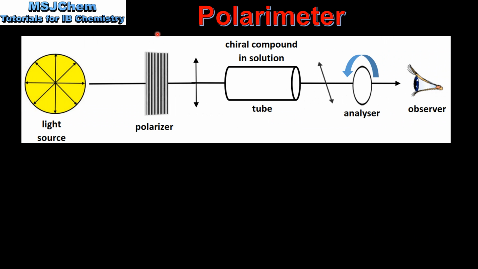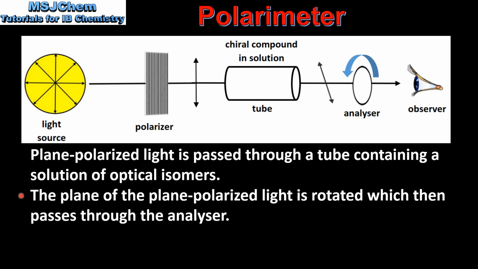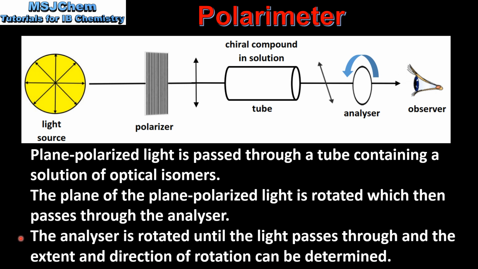The optical activity of enantiomers can be detected and measured using a polarimeter. A polarimeter consists of a light source, a polarizer, a tube which contains the chiral compound in solution, and an analyzer. Plane polarized light is passed through a tube containing a solution of optical isomers. The plane of plane polarized light is rotated, which then passes through the analyzer. And finally, the analyzer is rotated until the light passes through, and the extent and direction of rotation can be determined.